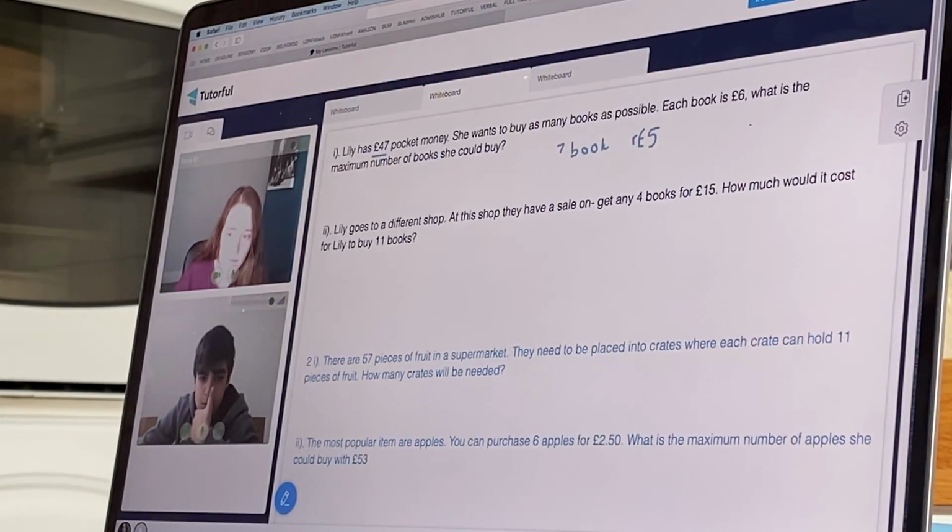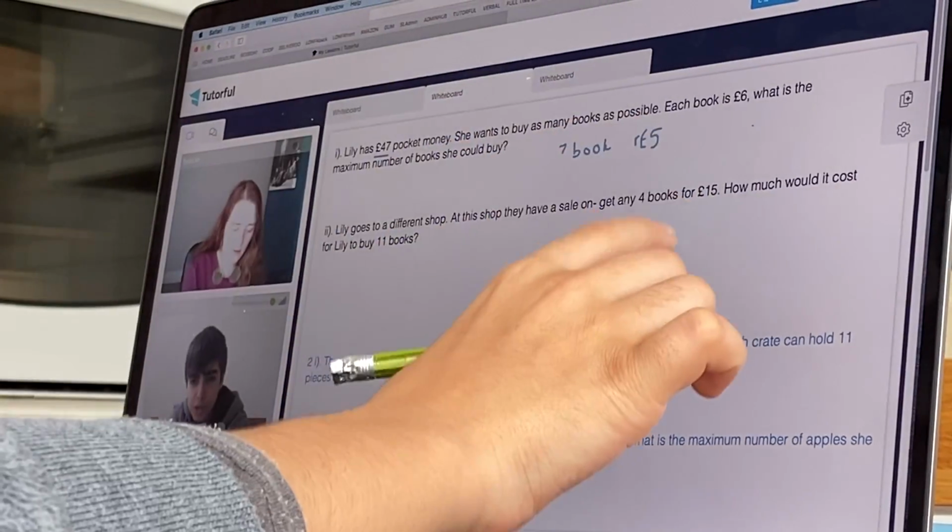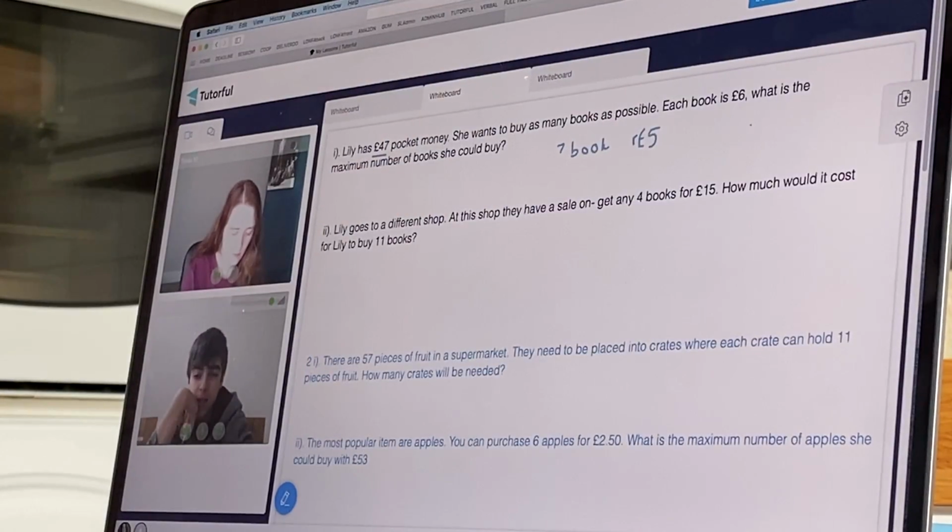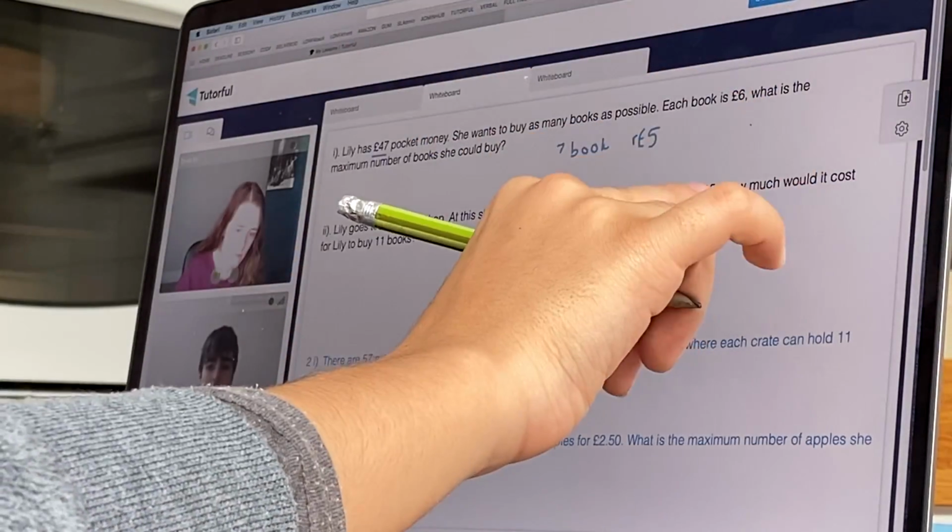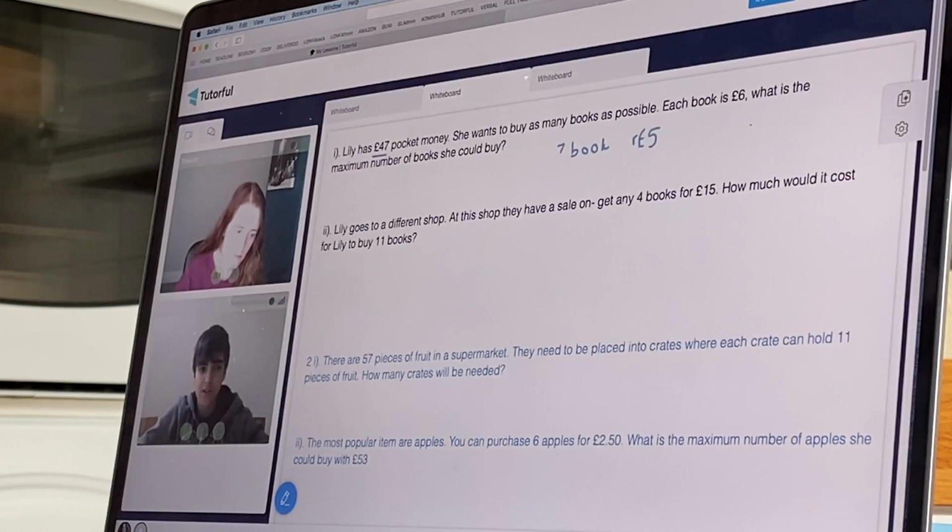So we get 4 for £15. Just write that underneath. For 8 you can get £30. 4 books is £15, so for 8 books it's £30. And then she can get 35 pounds.